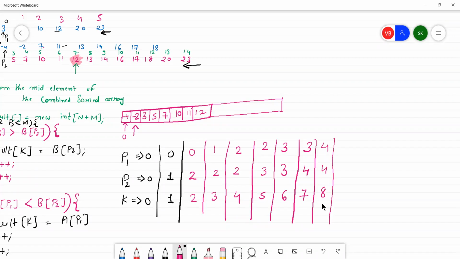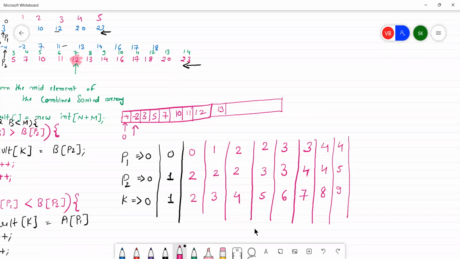Now it will compare the value of 20 and 13. Which one is smaller, 13 or 20? 13. Now here your P2 will become 5, this will remain as 4 and this will become 9.